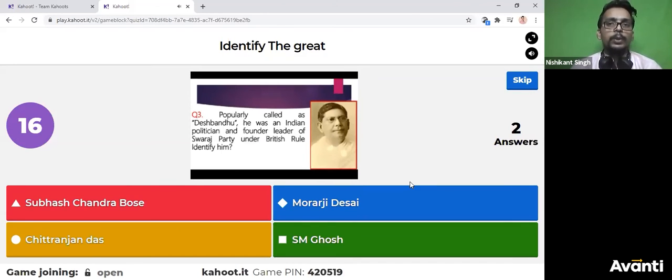Popularly called as Deshbandhu, he was an Indian politician and founder leader of Swaraj Party under the British rule.